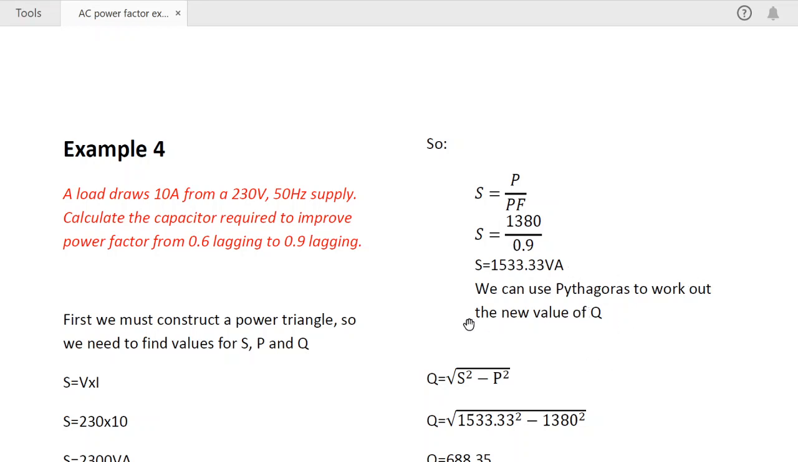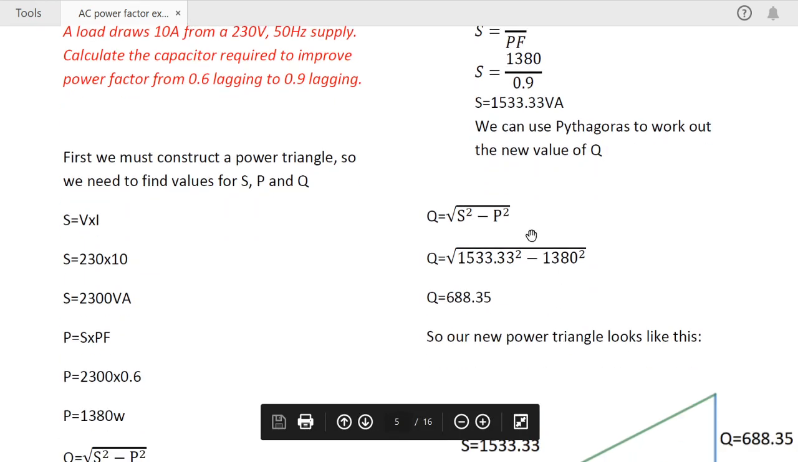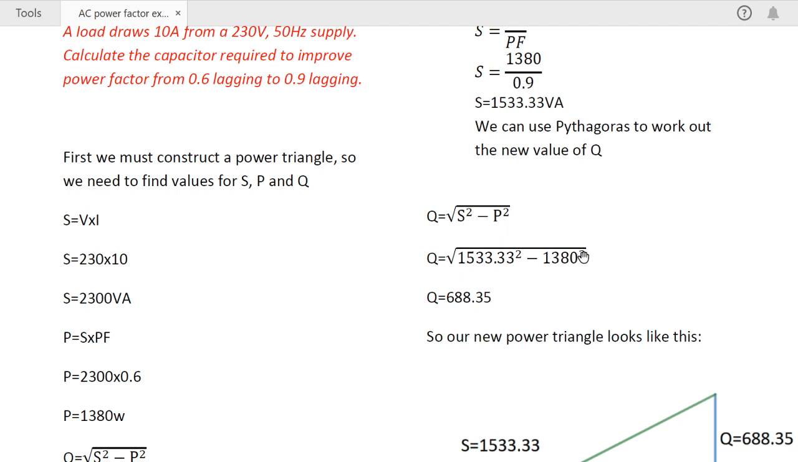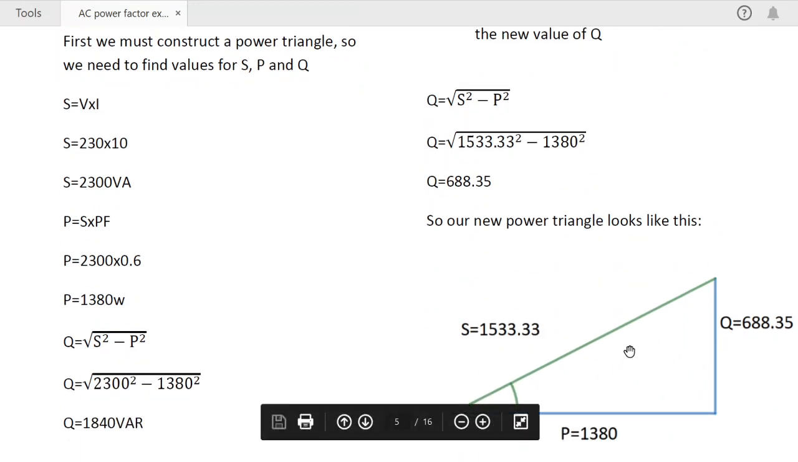And then we can use Pythagoras to work out the new value of Q. Once again, Q equals the square root of S squared minus P squared. There are the numbers there that we've just worked out. That's our new S. P hasn't changed, gives us a Q value of 688.35. So our new power triangle looks like this.